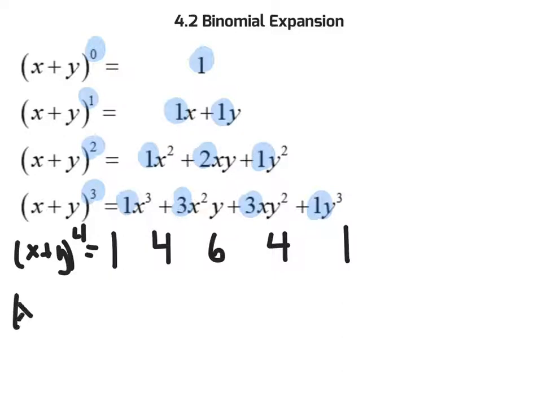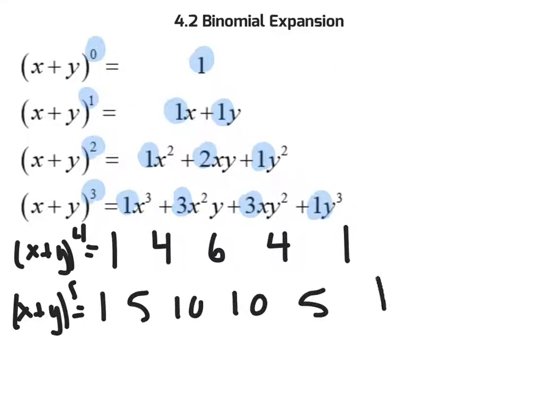And if I wanted to know out to the fifth power, it would go 1, 5, 10, 10, 5, and 1. And each time what's happening is, again, we're using the numbers above it to add to obtain those values. It's a very cool little pyramid, actually. So this connects us to Pascal's pyramid.